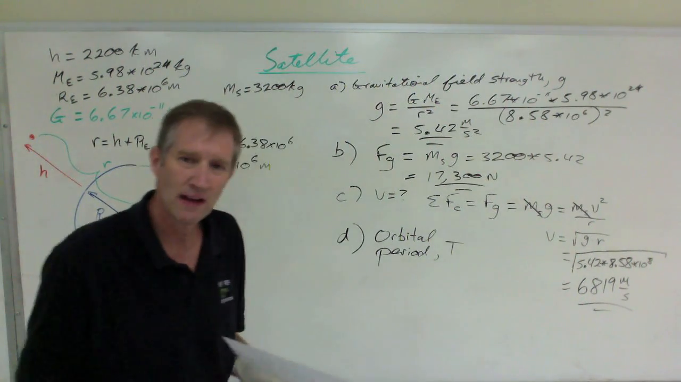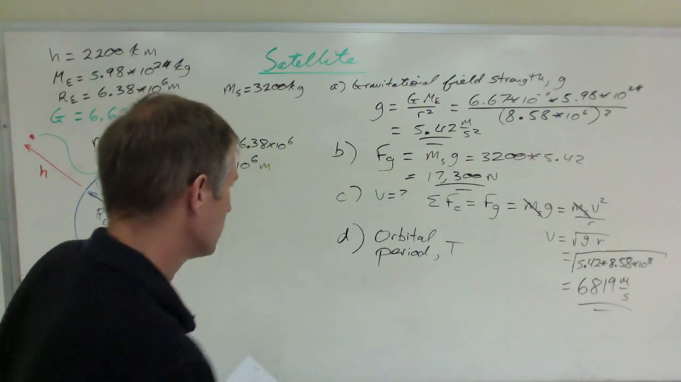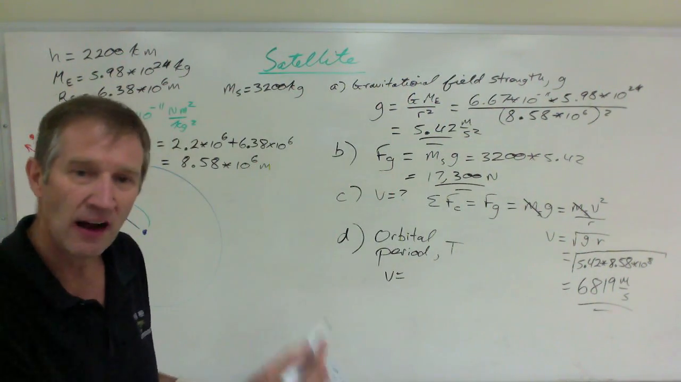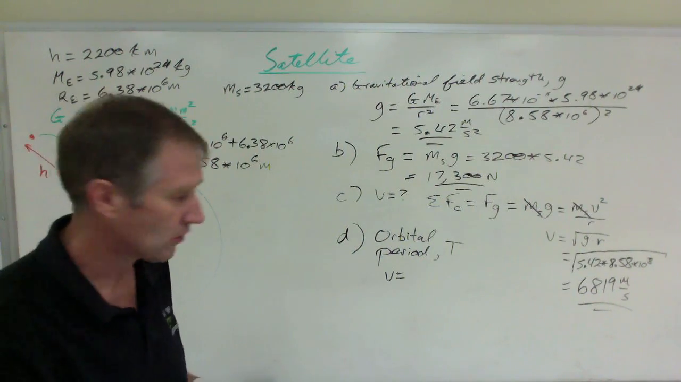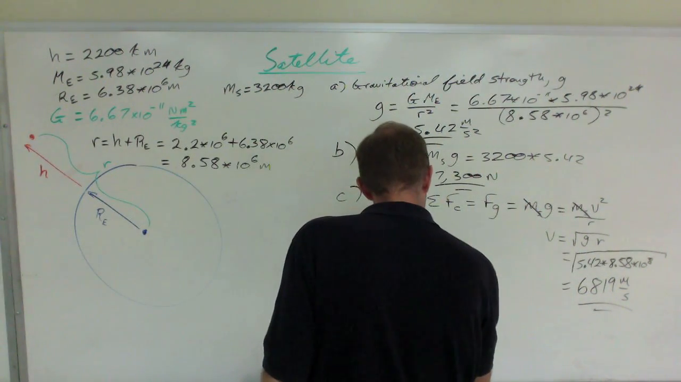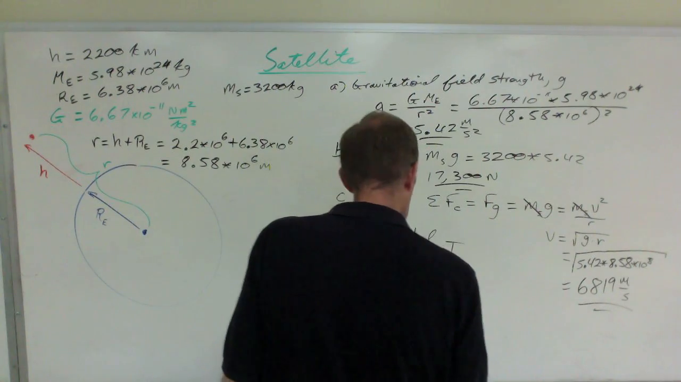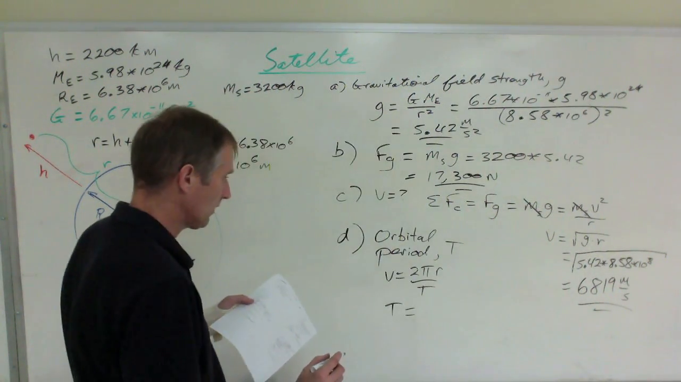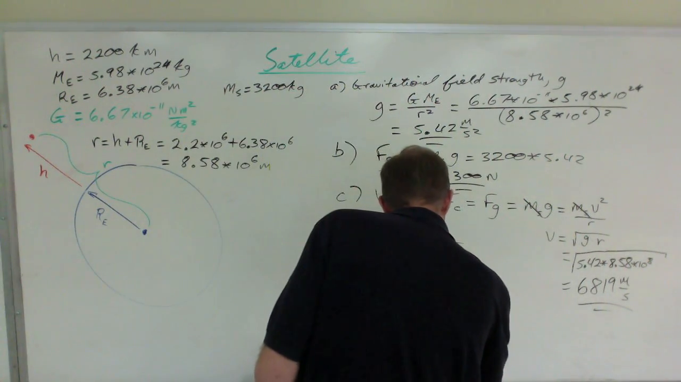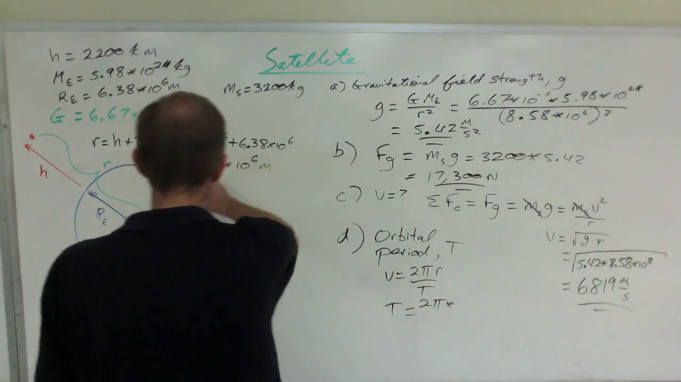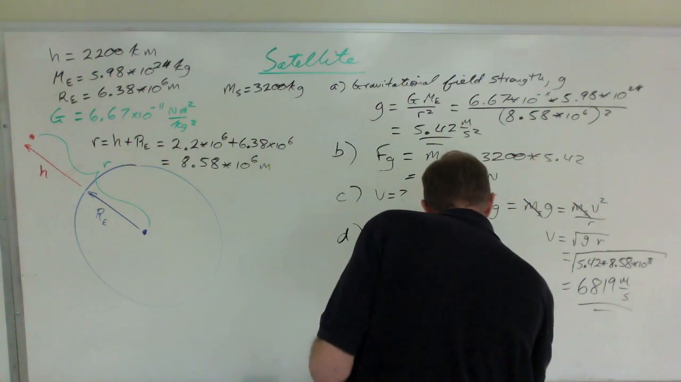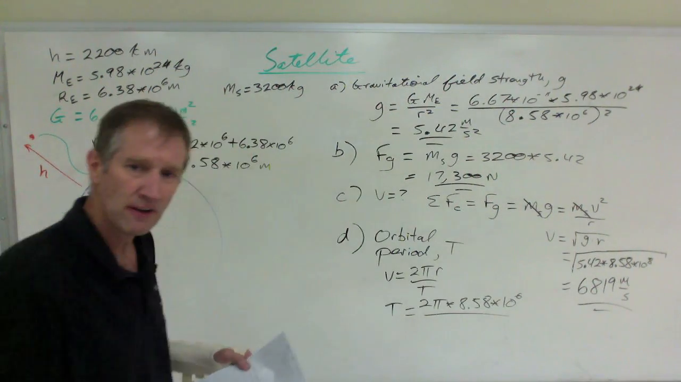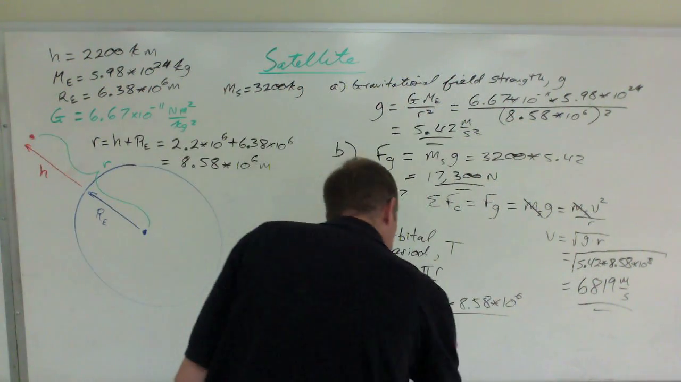In other words, how long does it take to go around the Earth once? Well, you know that for something going around in a circle at constant speed, it's distance over time, which is circumference over period for a circle. So that's 2 pi r all over t. Solve for t. So t equals 2 pi times that r, which is this huge number, 8.58 times 10 to the 6, all over the speed you just calculated, 6,819.